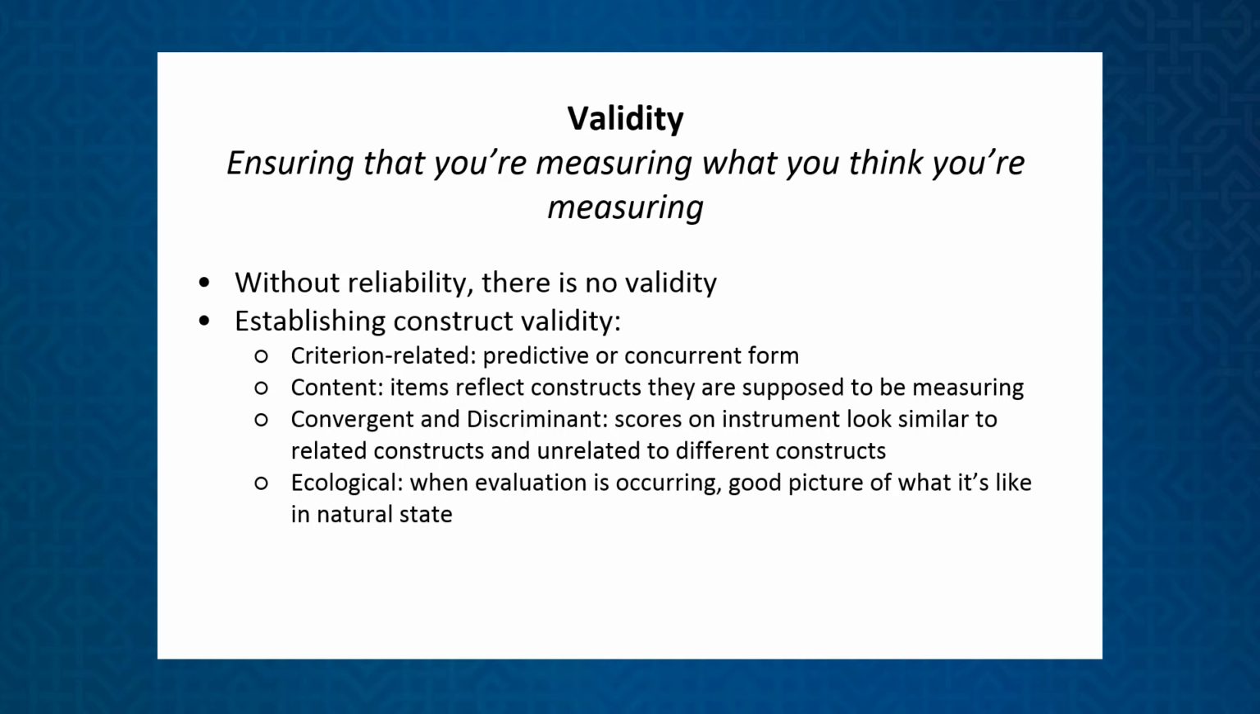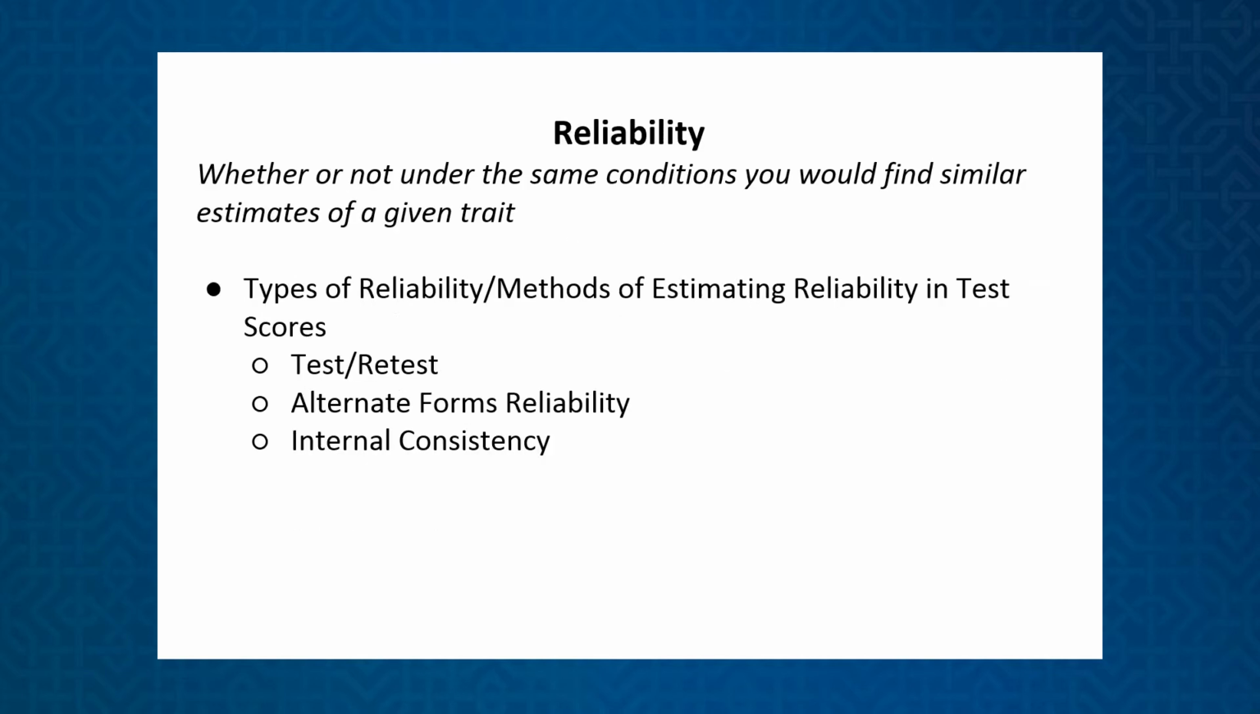So ecological validity in the evaluation sense means that when the evaluation is going on, we're really getting a good picture into what it would be like in its most natural state. To the extent that we deviate from that, we're costing validity, going back to that parent construct of construct validity. So in the next part, we're going to talk a little bit about reliability of scores.